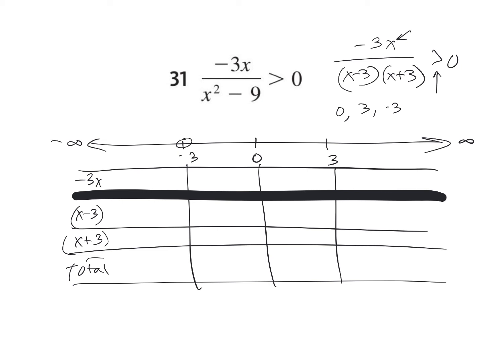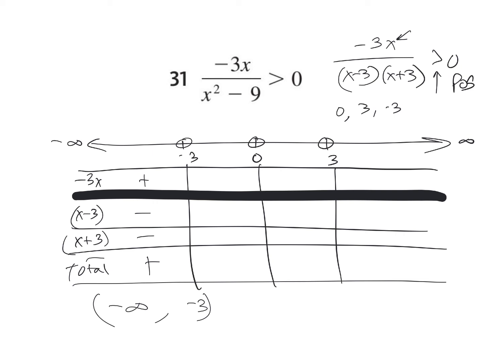So negative 4 we'll plug in. Let's see, these are all open, don't forget. Negative 4 gives us a positive. Negative 4 minus 3 is negative. Negative 4 plus 3 is negative. So that's going to be positive. We're looking for positive answers. Greater than 0 is positive. So from negative infinity to negative 3, not including anything.